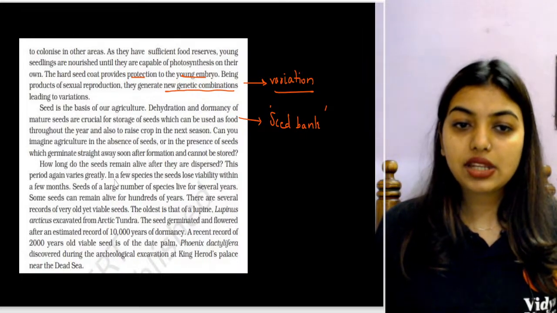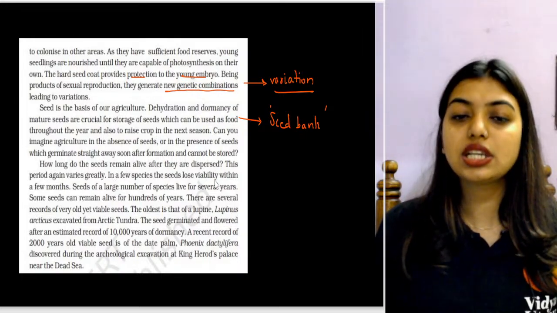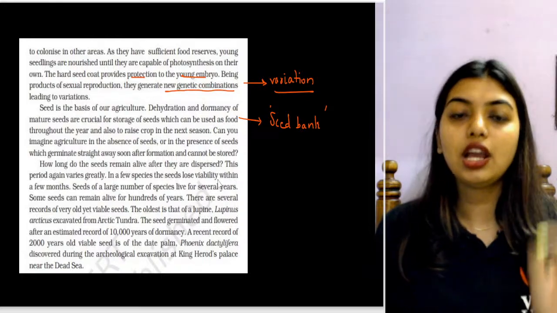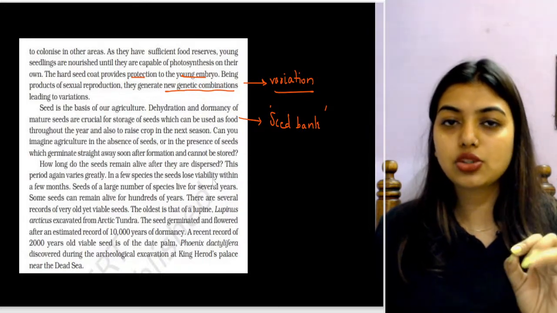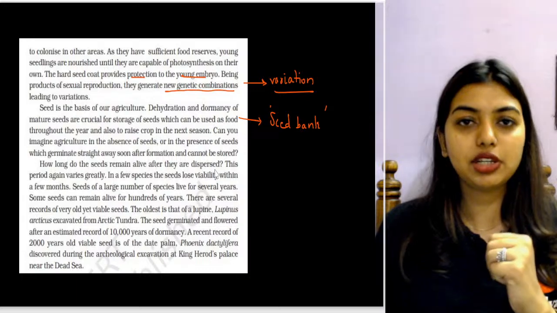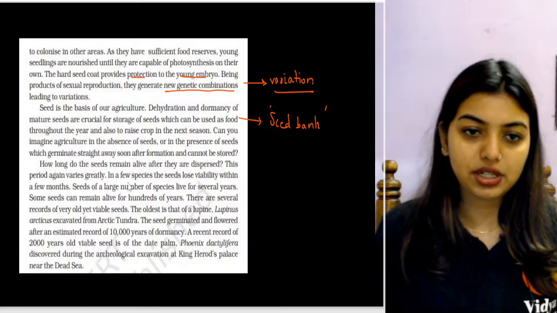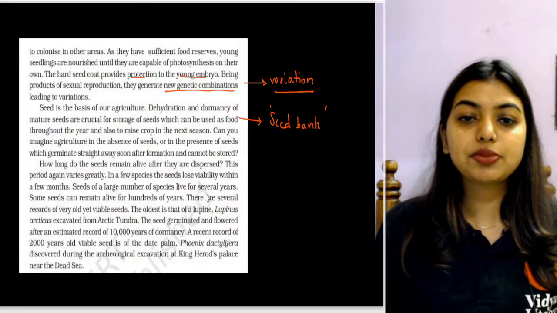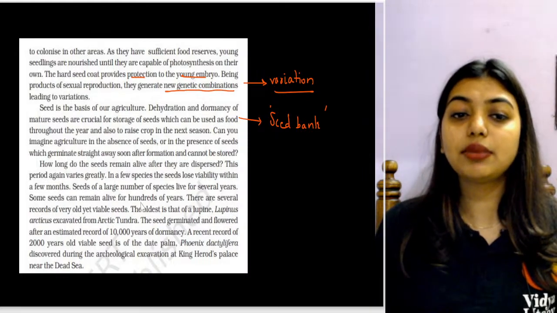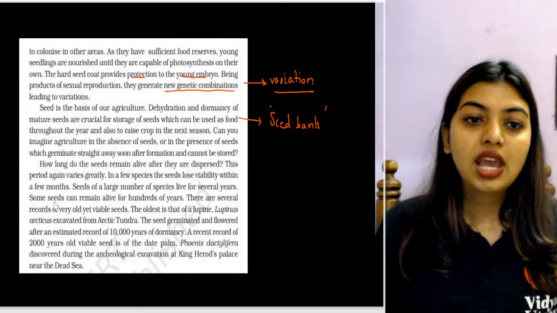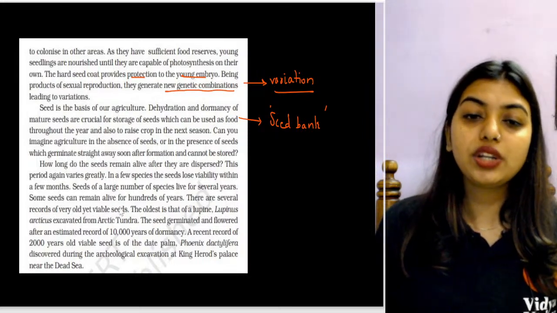How long do the seeds remain alive after they are dispersed? This period again varies greatly. In some species, the seed loses viability within a few months, like we saw in Rosaceae, Leguminosae, Solanaceae. But if you see rice and wheat, they have only 30 minutes of viability. Seeds of a large number of species live for several years. Some seeds can remain alive even for hundreds of years. There are several records of very old yet viable seeds.